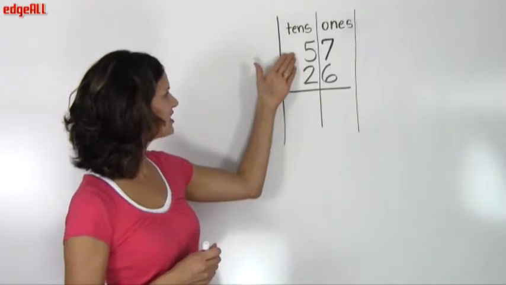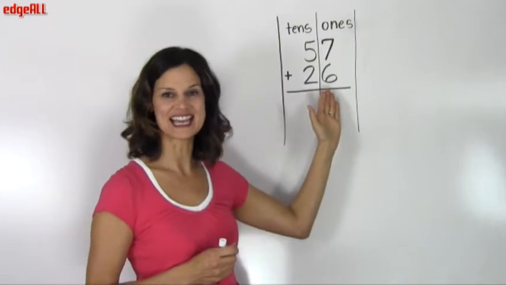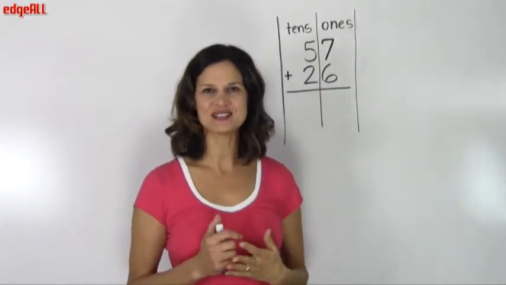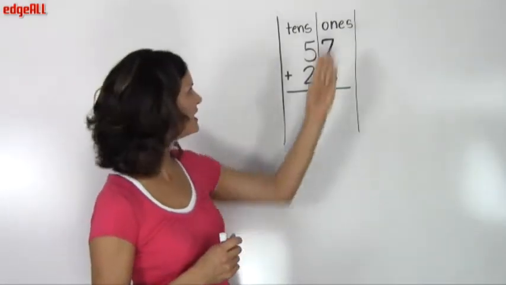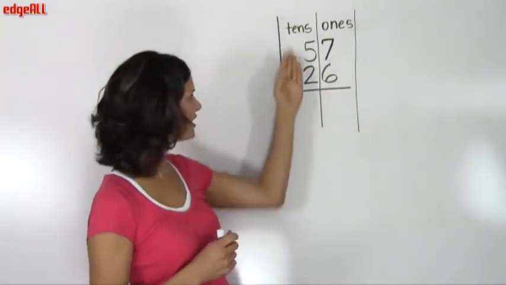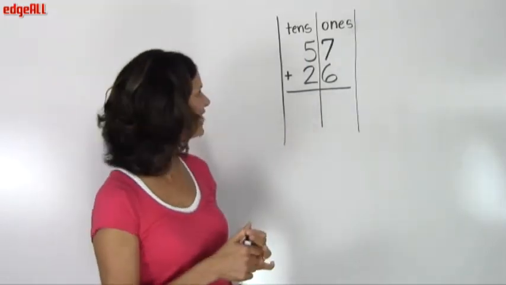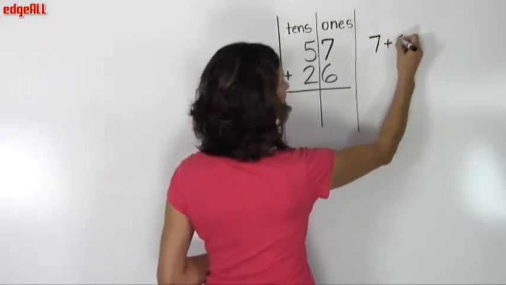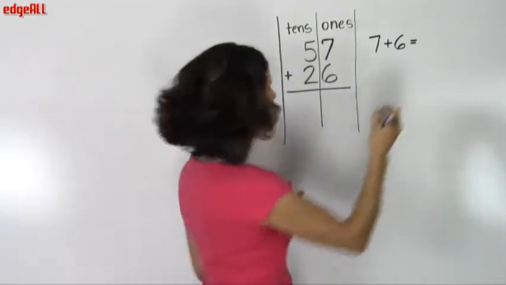We are asked here to add 57 plus 26. Whenever we add two-digit numbers, we always start by adding together the numbers in the ones column. So over here I have my numbers in my ones column, and here are the numbers in my tens column. When I look at the numbers in my ones column, I have 7 plus 6. 7 plus 6 equals 13.